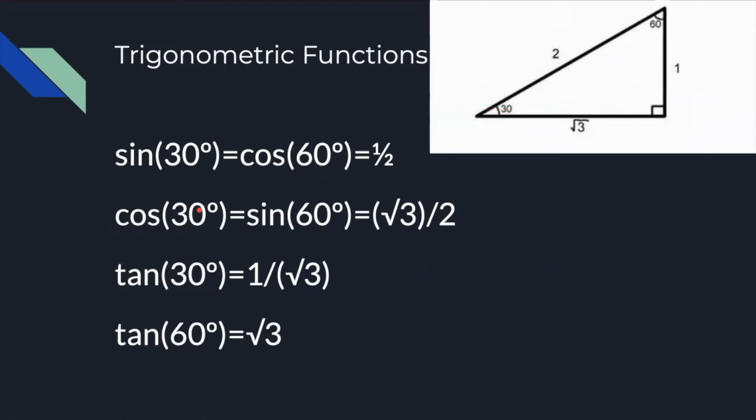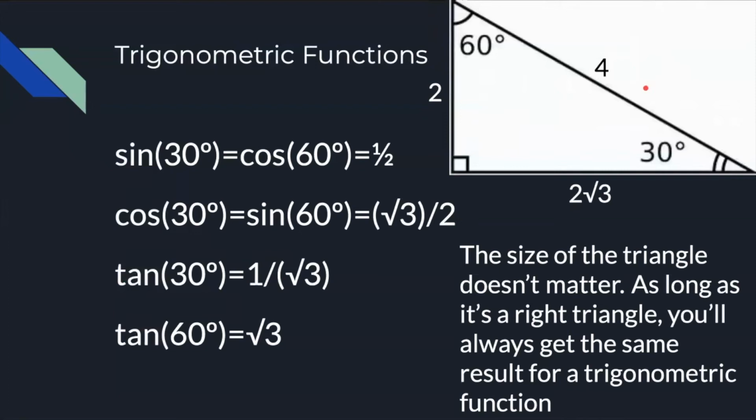Now, cosine of 30 degrees is adjacent over hypotenuse. The adjacent side is square root of 3. The hypotenuse is 2, so it's equal to the square root of 3 over 2. And similarly, sine of 60 degrees is also equal to the square root of 3 over 2. And tangent of 30 degrees means opposite, which is 1, over adjacent, square root of 3. So it's equal to 1 over square root of 3. And tangent of 60 degrees is opposite over adjacent, which is square root of 3 over 1, which is square root of 3.